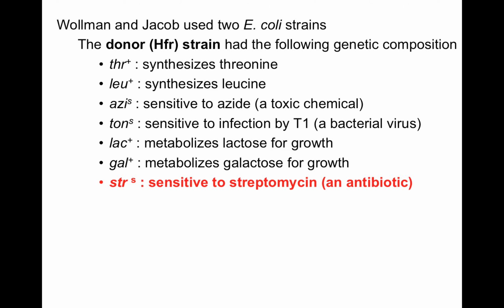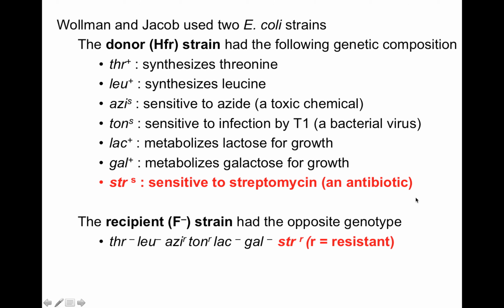Wollman and Jacob used two E. coli strains. The donor strain, which was plus, but it was sensitive to streptomycin, and a recipient strain that was minus, but it was resistant to streptomycin. So if you allow the conjugation to occur and you plate the bacteria on Petri dishes that contain this antibiotic, only the recipient cells will grow. The donor cells will not be able to grow because they are not resistant, they are sensitive to streptomycin, and streptomycin will kill all the donor cells.